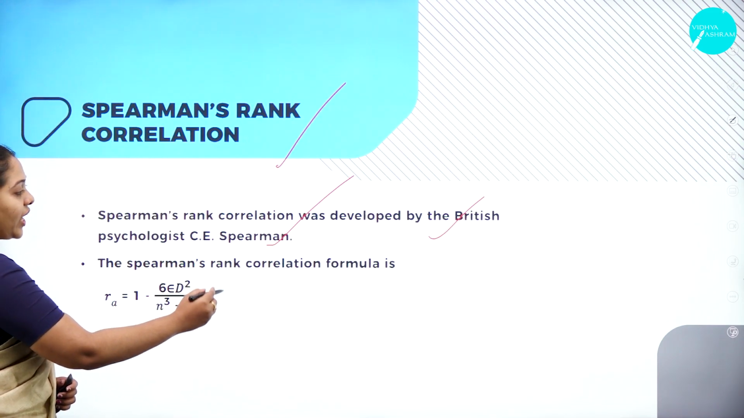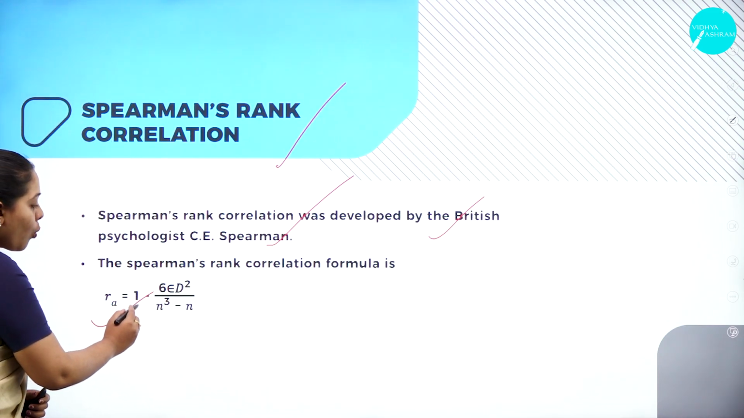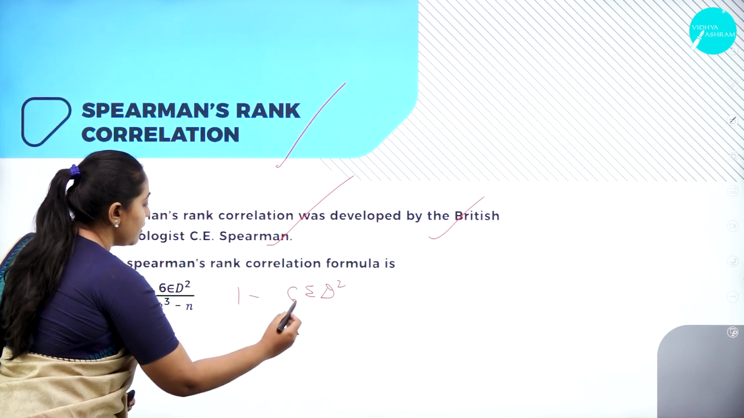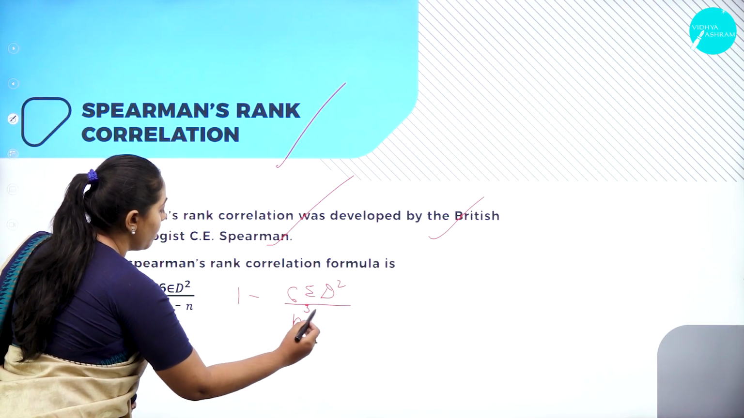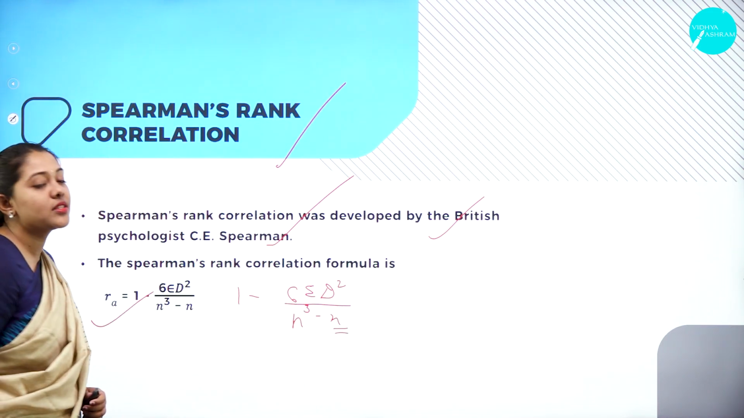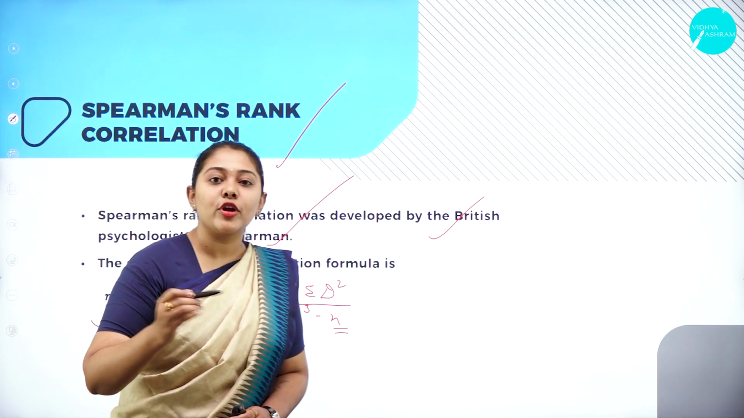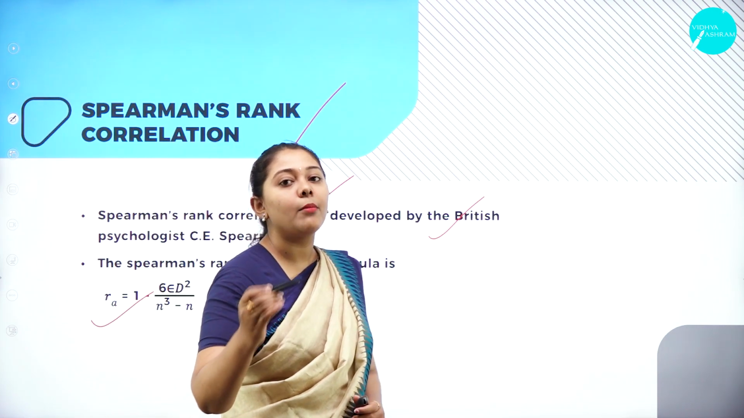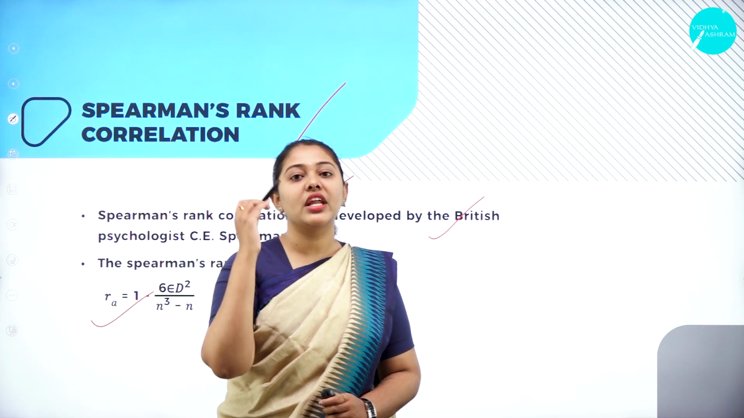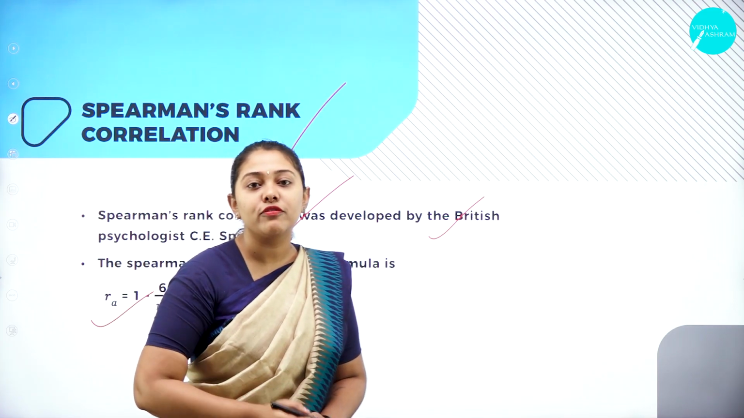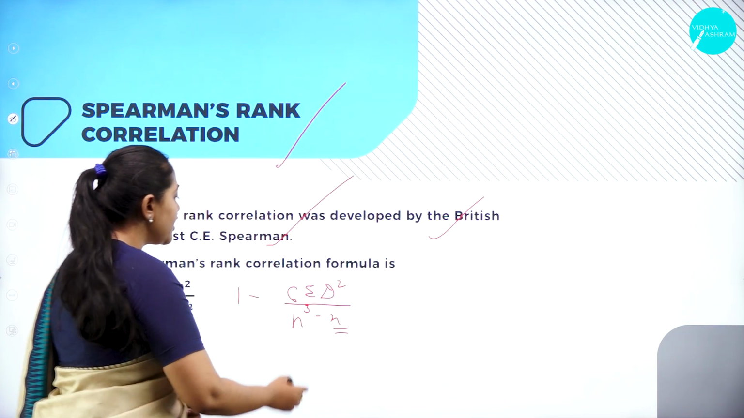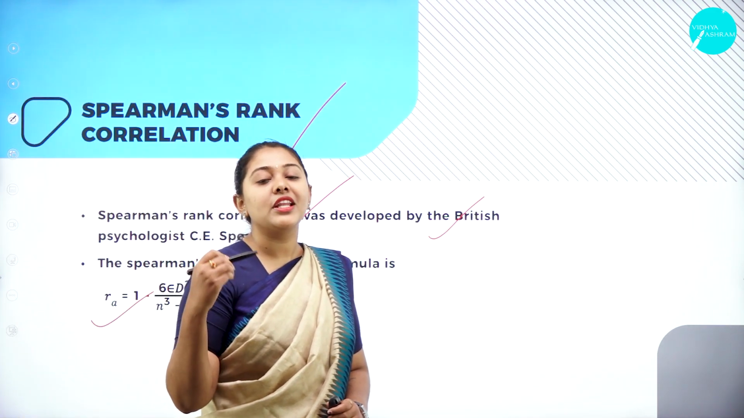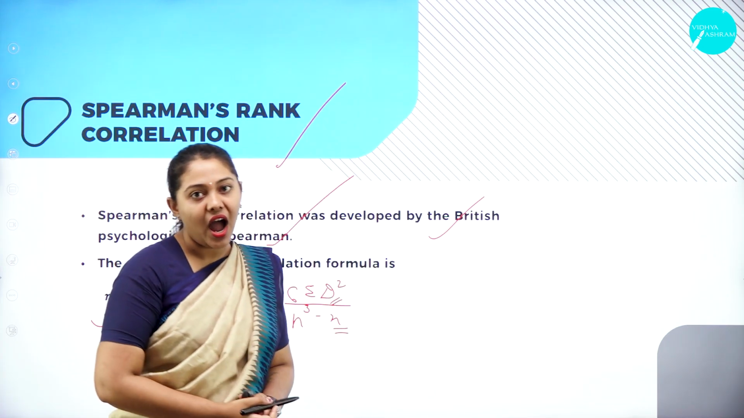The Spearman rank correlation formula is 1 minus 6 sigma d square divided by n cube minus n. So what does this n stand for? N is nothing but the number of observations. Suppose 1 to 10 data is given, the number of observations will be 10. Suppose the data 1 to 6 is given, the number of observations will be 6. So what is this d? D stands for deviation. While understanding the problem in a better way, we'll understand the formula as well.